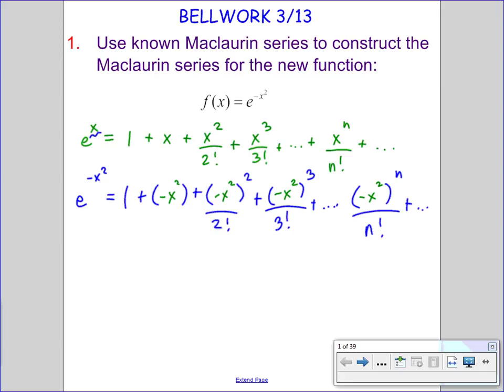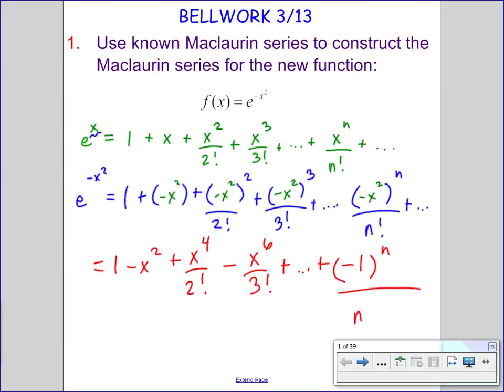All right. So this becomes 1 minus x squared plus x to the 4th over 2 factorial minus x to the 6th over 3 factorial plus, and the generalized term becomes negative 1 to the n over n factorial, and this becomes x to the 2n. Is that what you guys got? x to the 2n? Awesome.